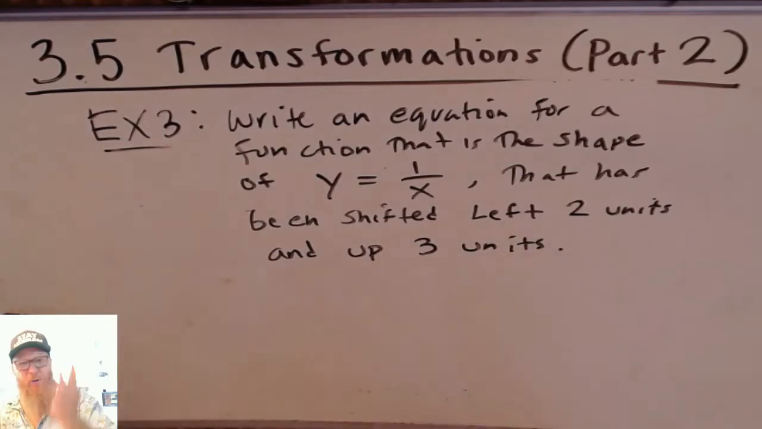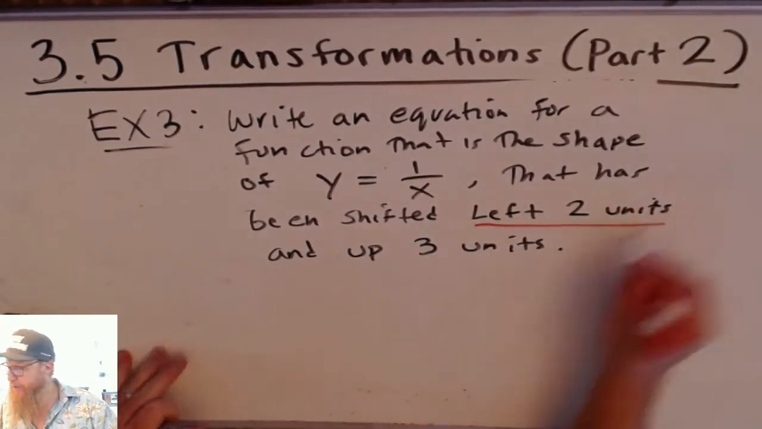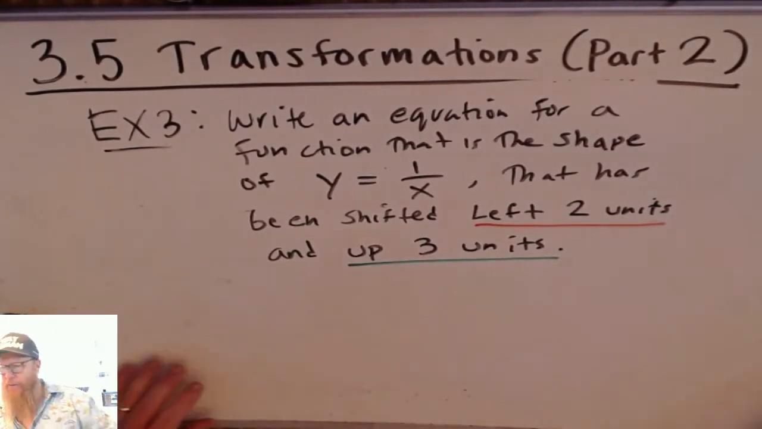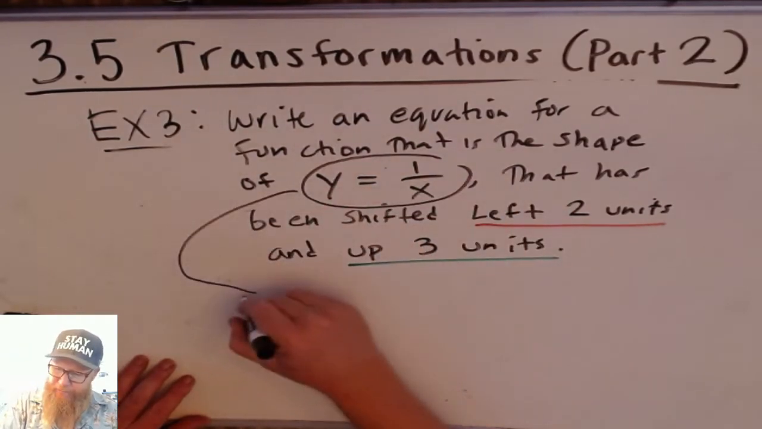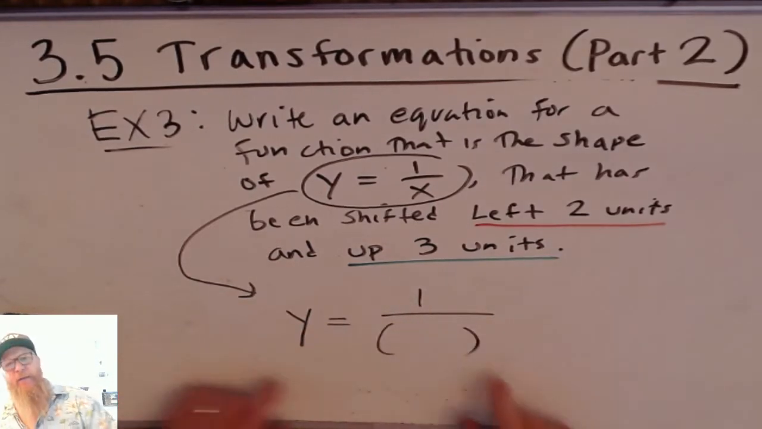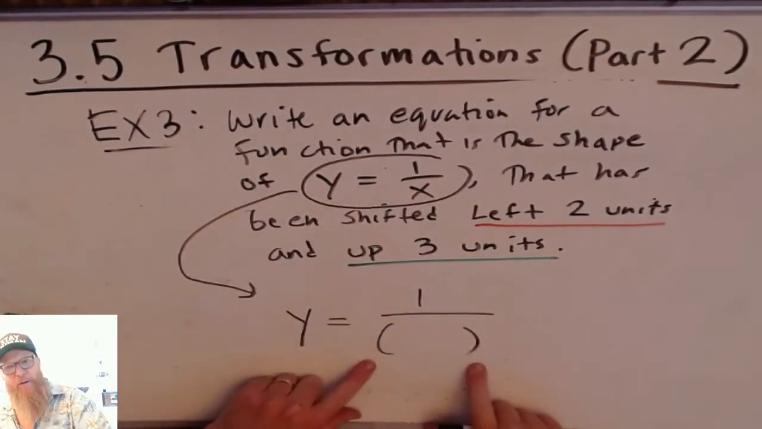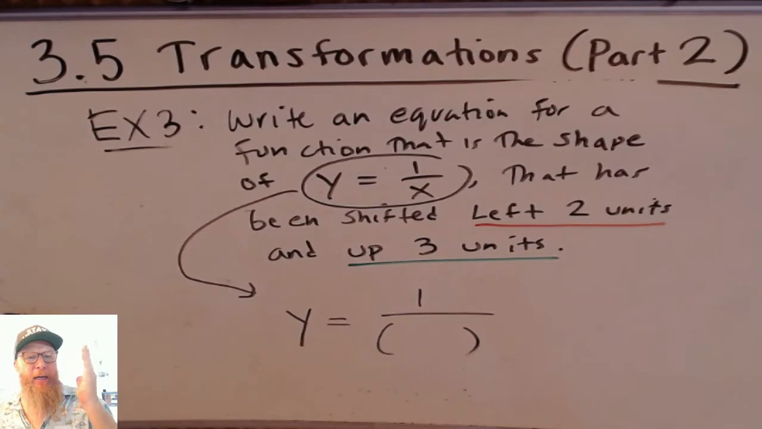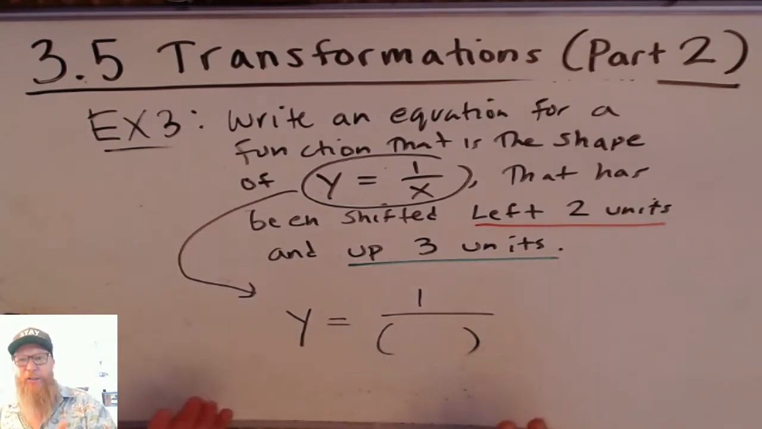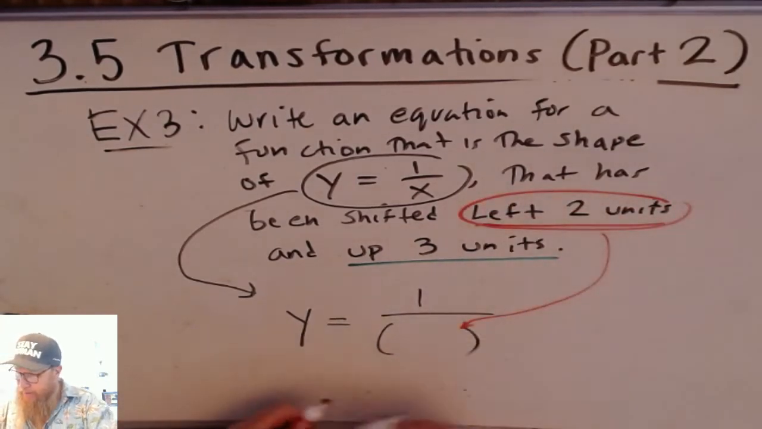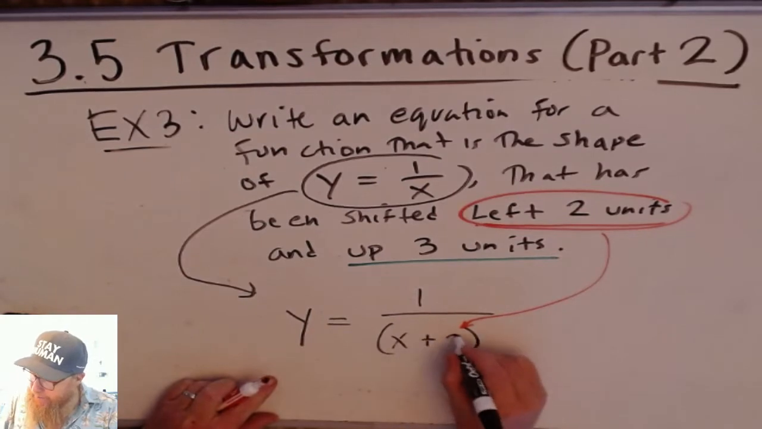So this transformation only involves the shifts: left, right, up, and down. In this case, it's going to be left and up. So again, take your parent function, remove the x. So that used to be your x variable here. We don't have any reflections and we don't have any scalings. So we're just doing shiftings. So let's do left first. Left would be x plus 2.